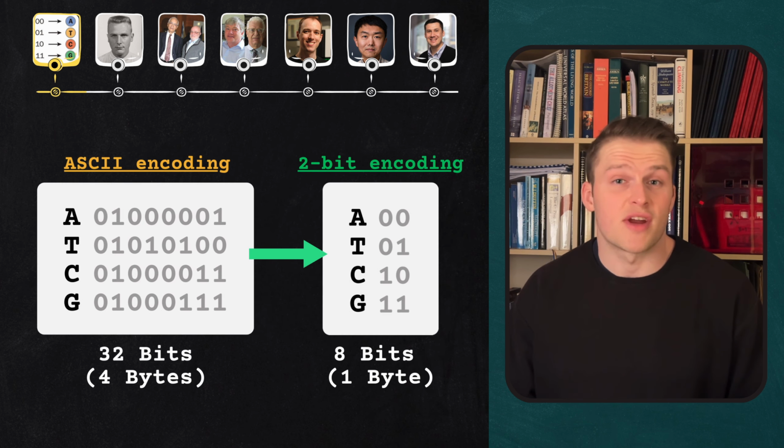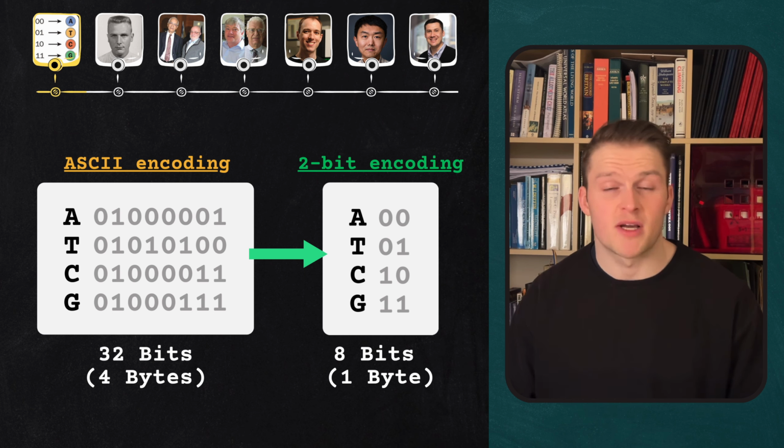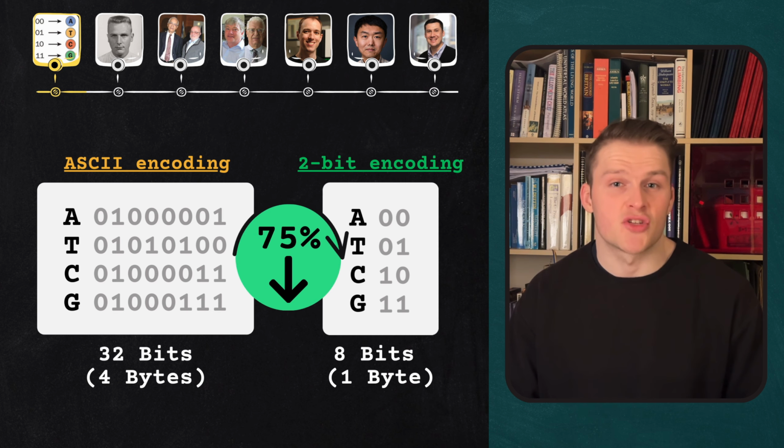Scientists realized they could create a much simpler encoding specifically designed for DNA. In this new encoding, we only need 2 bits to represent 4 different values. Now A becomes 00, T becomes 01, C becomes 10, and G becomes 11. With this 2-bit encoding, our sequence ATCG only needs 8 bits total instead of the 32 bits as seen with the ASCII encoding. That's a 75% reduction in file size.